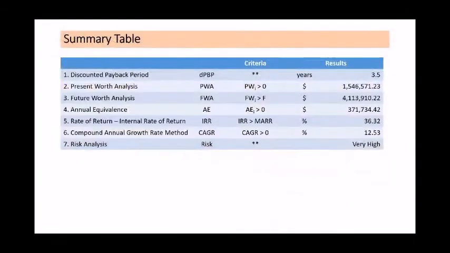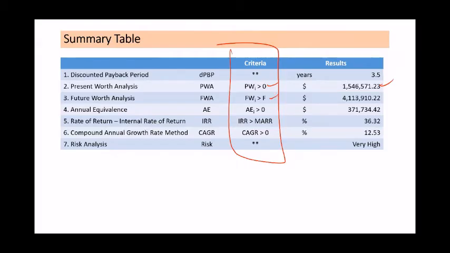So after this, for project acceptability, you can present the results in a summary table. Here we have the criteria for discounted payback period. We have 3.5 for the criteria. It depends on the prerogative of the management if they can accept that payback period. But of course, some management will say, we can accept if we can see higher returns of the project. Now, for present worth analysis, the criteria is that the present worth should be greater than 0.